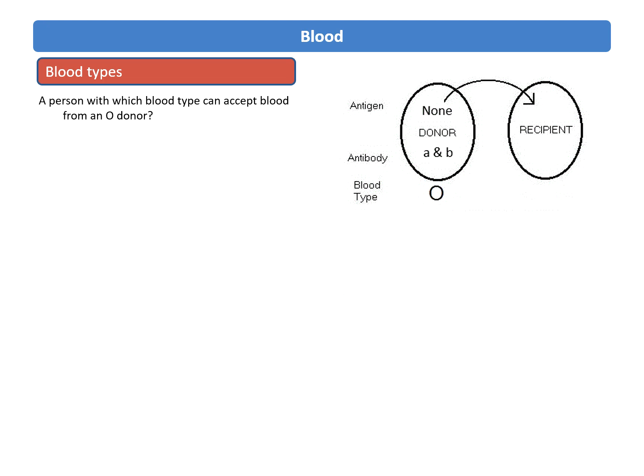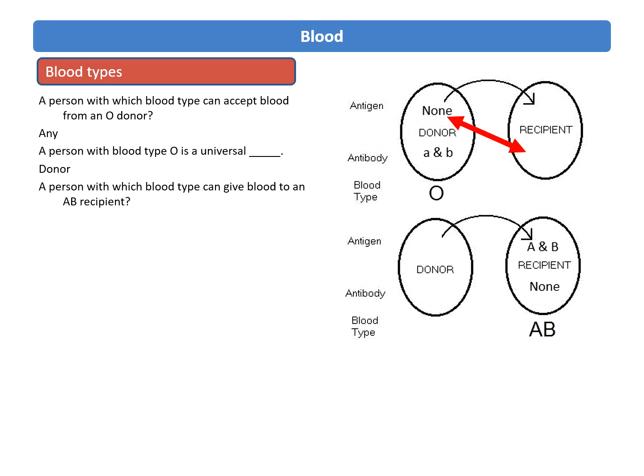A person with which blood type can accept blood from an O donor? Any, because a person with blood type O has no antigens that will react with whatever antibodies the recipient has. Therefore, a person with blood type O is a universal donor.